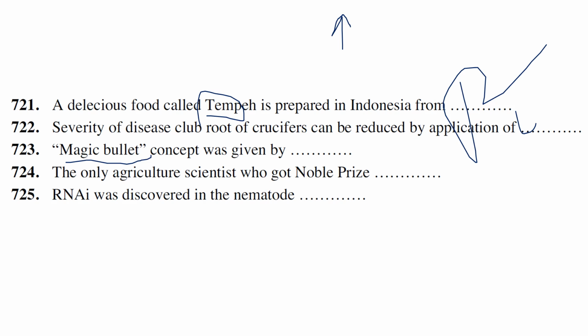Magic bullet concept was given by Paul Ehrlich. He is also a Nobel laureate. What is magic bullet? Very simple. If you are taking one kind of medication, how this medication exactly goes and acts on that particular area, that is the magic bullet concept.